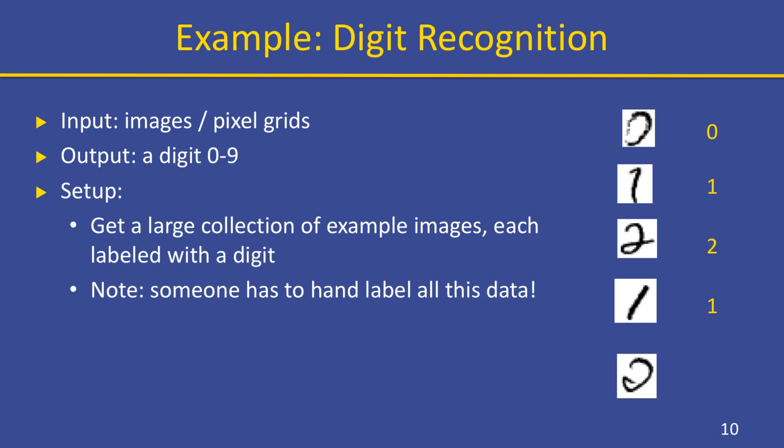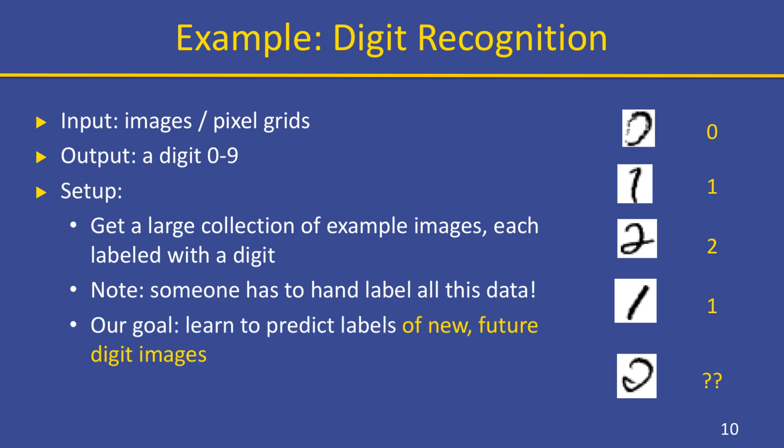For the fifth one, I'm really not sure. Is that a 2? Is that a 0? Who knows? So we see that this is not an easy task. It's easy to make a mistake here. Our goal is to learn to predict labels of new, future, unseen digit images.